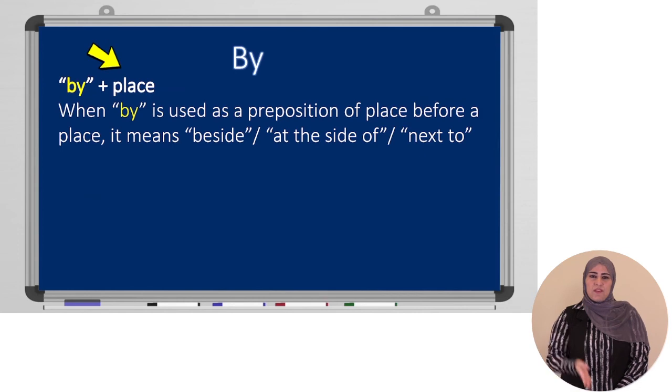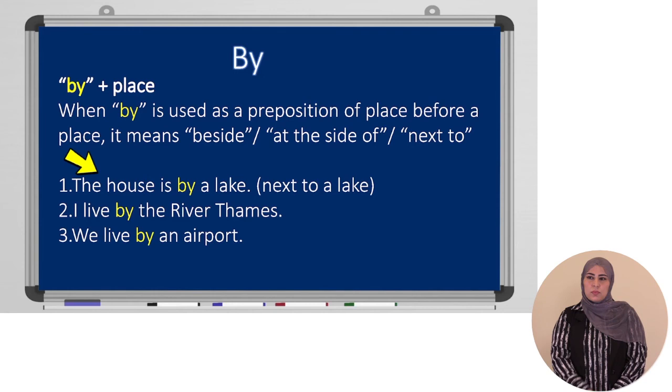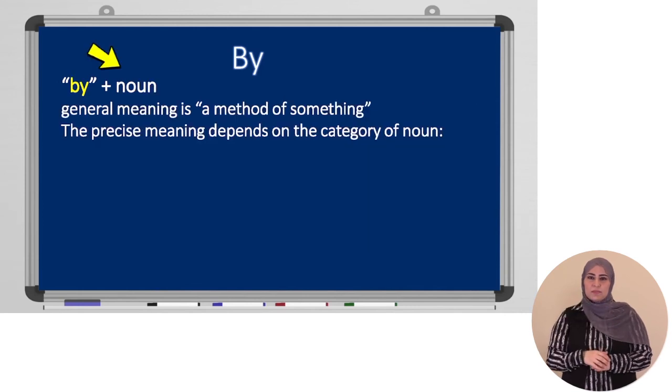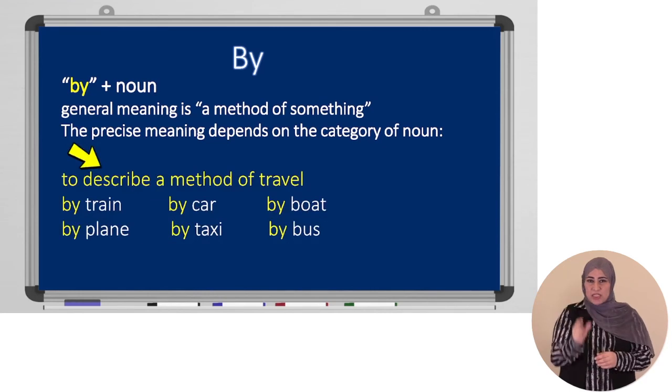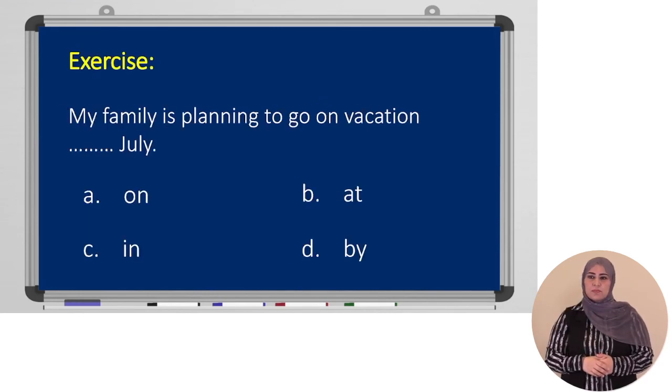We also use by for place. By means next to. So when I say it's by the TV, it's next to the TV. The house is by the lake, it's next to the lake. We also have by with a noun when we're referring to a method of something. So for example, I traveled by train, I traveled by bus, I came here by car. Try to answer this question and check your answer.